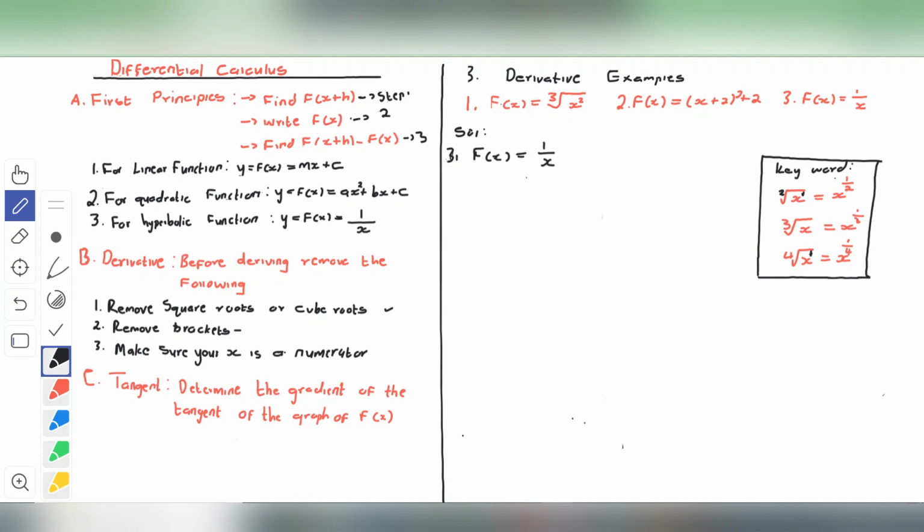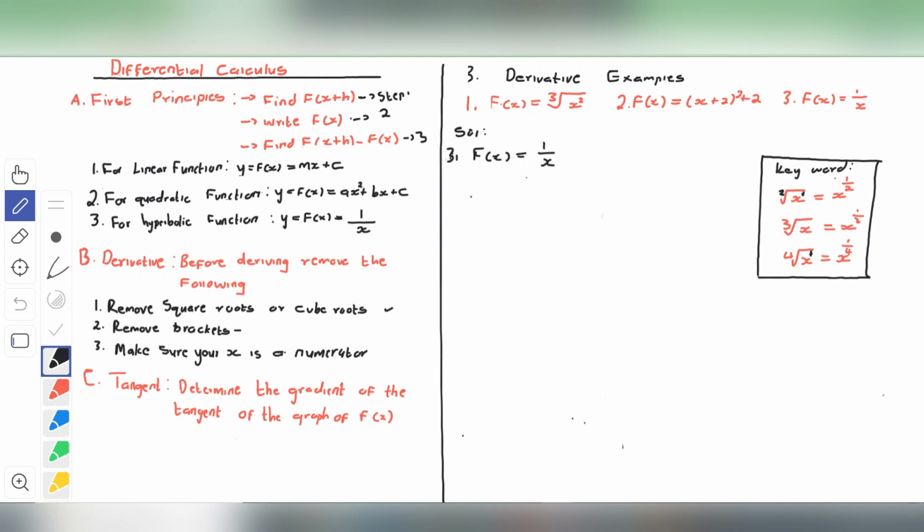You tick it. Then you go to the second one, remove the brackets. Do we have the brackets there? No, we don't have the brackets, therefore we tick it. The last one says make sure your x is a numerator. Is our x a numerator here? No, we can see that this x is the denominator. So therefore we need to write our x to be a numerator. How are we going to write it?